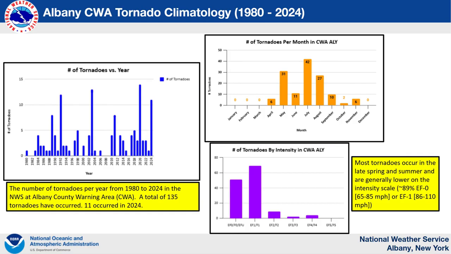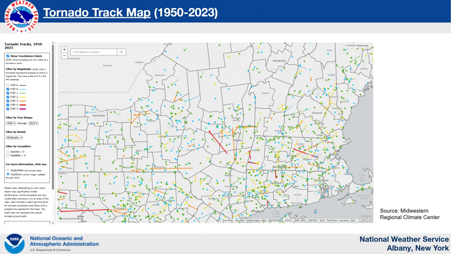There were a lot last year across New York. We had close to 30 in that big event, a lot of them. But again, usually in our forecast year, about 11 a year, and 135 occurred in the last 45 years. And this is just a map to show you all the tornado tracks back to 1950. Notice most of them are EF0, EF1, a few EF2s.